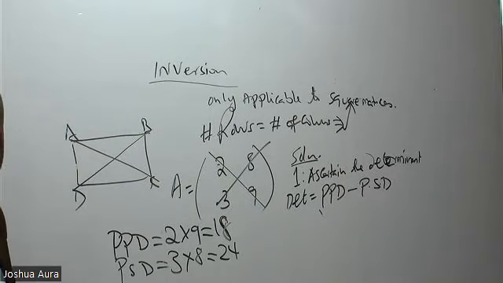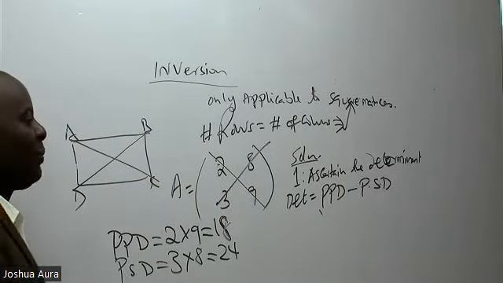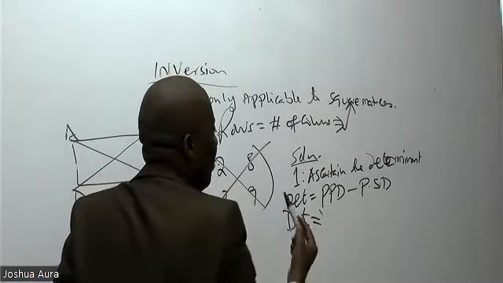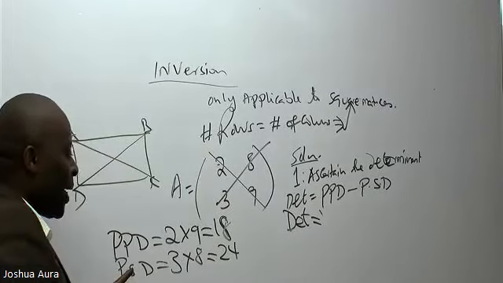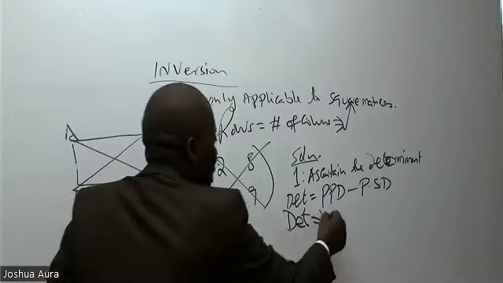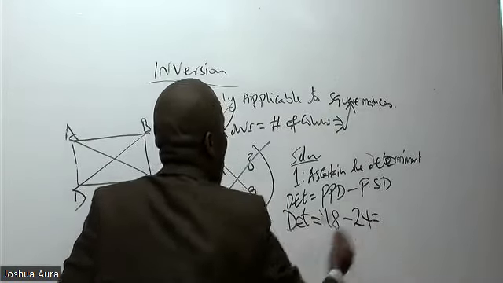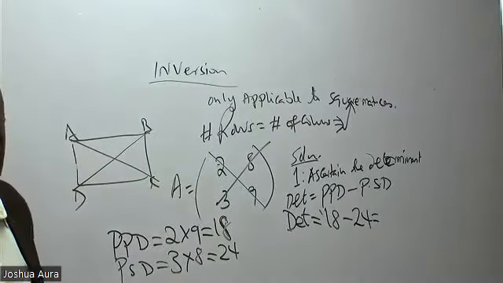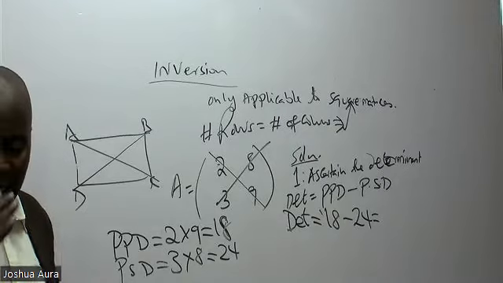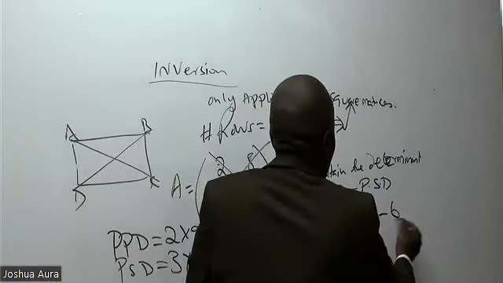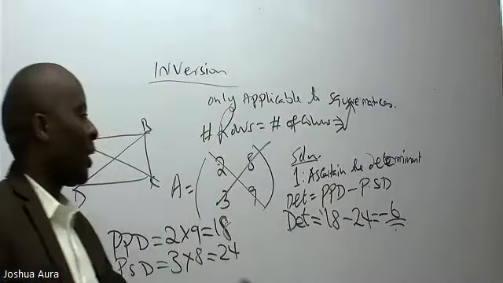Once I have that, I can ascertain the determinant, which is PPD. Please don't confuse. We must start with the primary diagonal, which is PPD. PPD is 18 minus the product of the secondary diagonal, which is 24. So what is 18 minus 24, somebody? You guys are correct. 18 minus 24 gives me minus 6. That is step number 1.